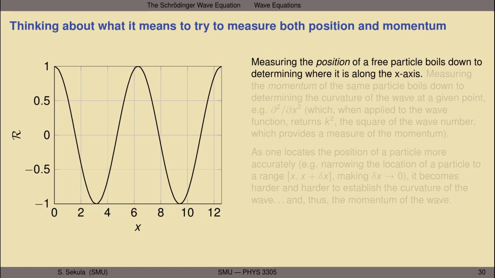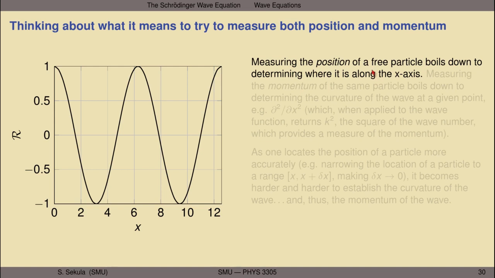The imaginary component of this wave also has an important role in what happens with the physical reality of the particle, but it's not shown here. I just want to concentrate your energy now on thinking about what it means to measure momentum and position for a wave, or at least a particle described as a wave.